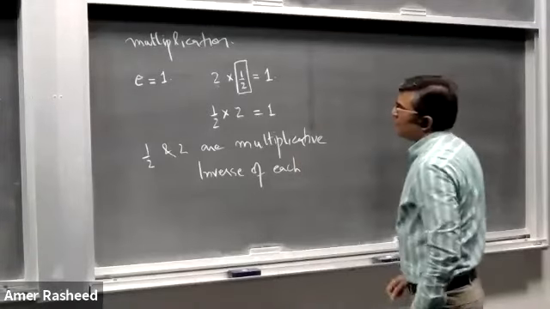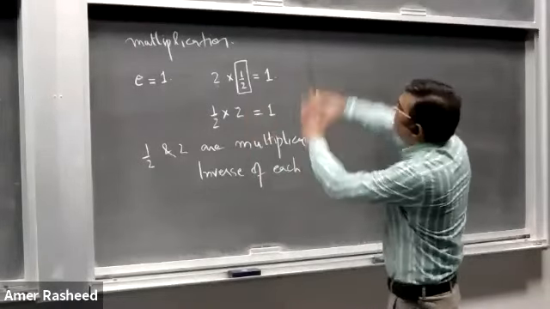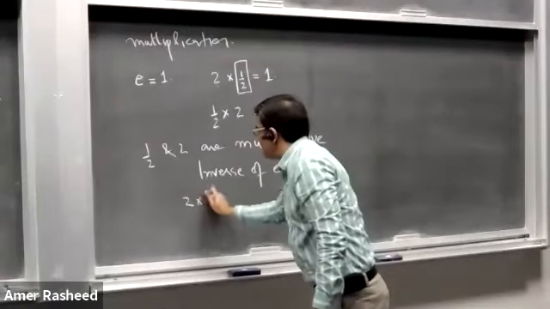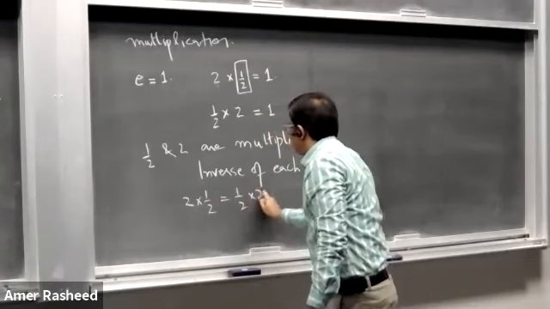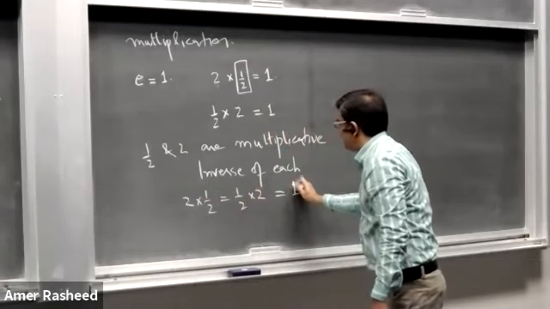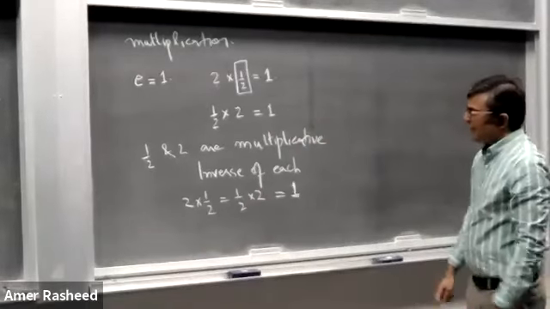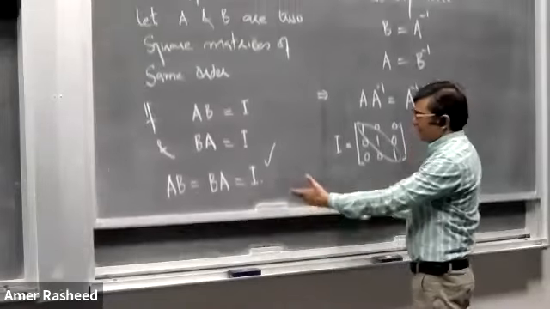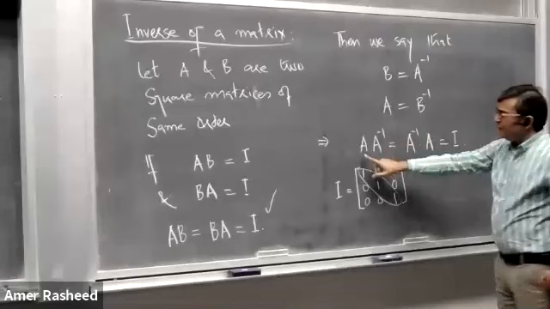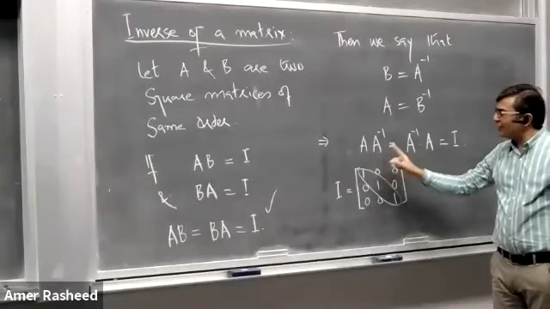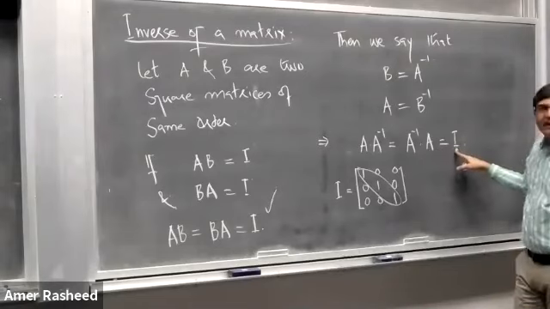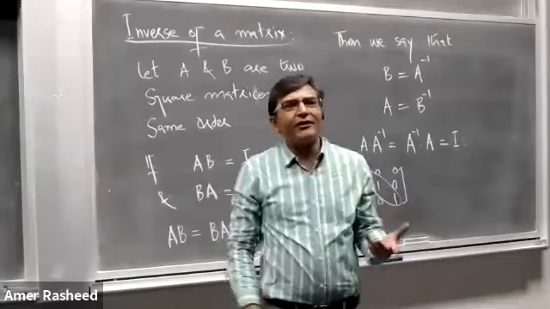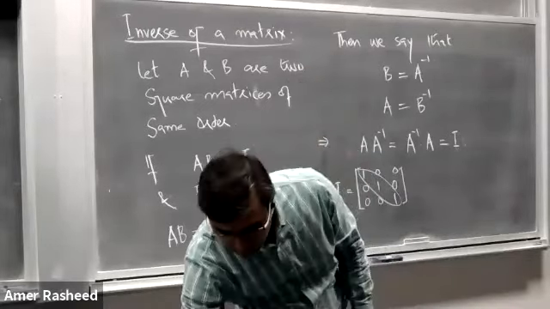I hope you get it now. So we are going to generalize this concept into matrices. In both cases, 2 into 1 by 2 and 1 by 2 into 2, we get the identity, which is the multiplicative identity. This is what we are going to generalize in matrices: if we multiply A with its inverse, either from the right or from the left, we should get the identity. Identity in different sets and with different operations is different. I hope you get it.